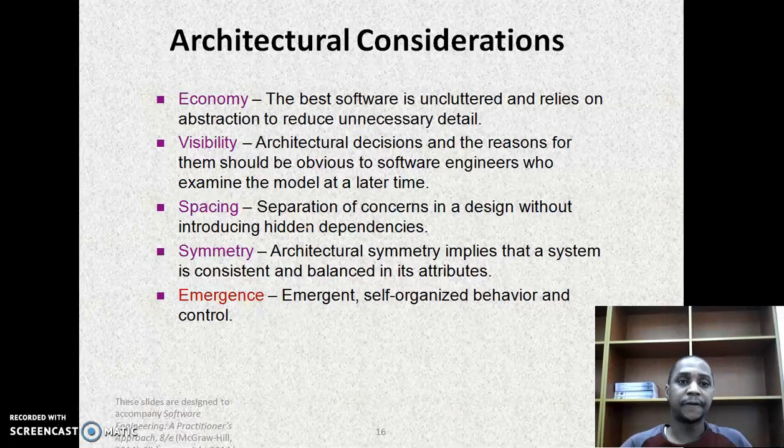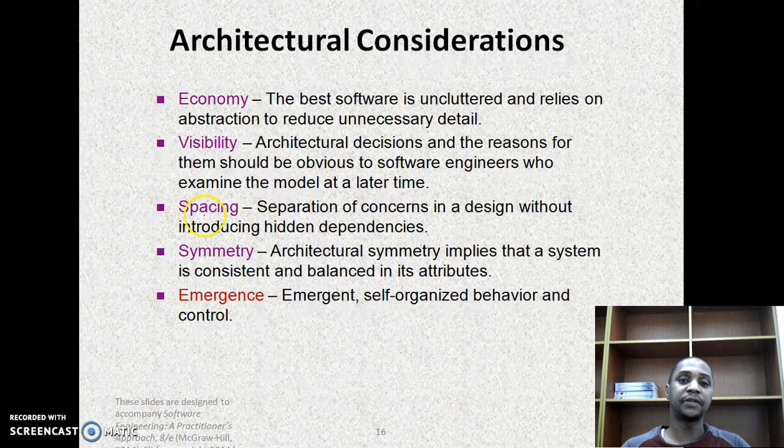And for each architectural design, we need to consider certain factors. They are very important. For instance, the economy. That is, the best software is uncluttered. It means that the software should get rid of some extra things that are not necessary. So this will economize the way the architecture is designed. And we have visibility. Architectural decisions and the reasons for them should be obvious, especially to a software engineer who examines the model at a later time. And from this it goes to the next, that is implementation.